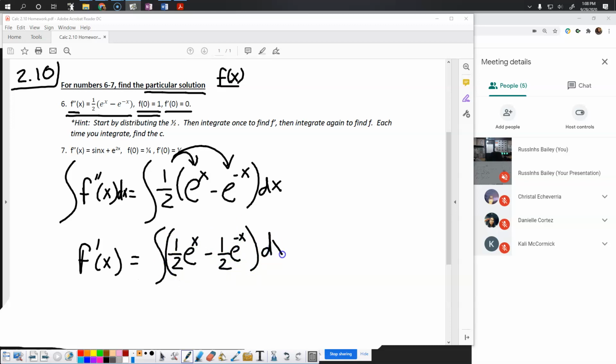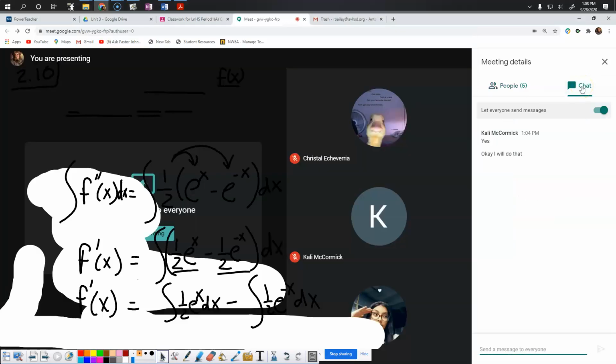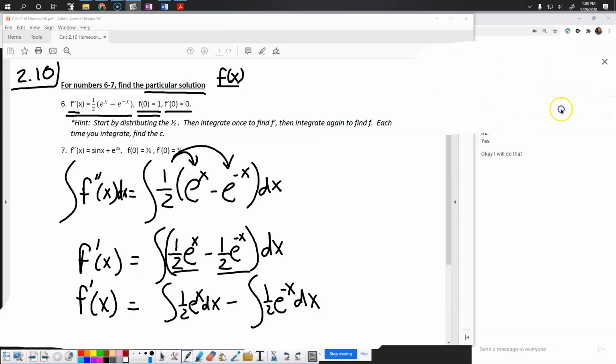And after I distribute, I'm going to be taking the integral of these two things separately. And then the next thing we need to do is actually do the integration at this point. So, sorry about that. Make some space for myself here.